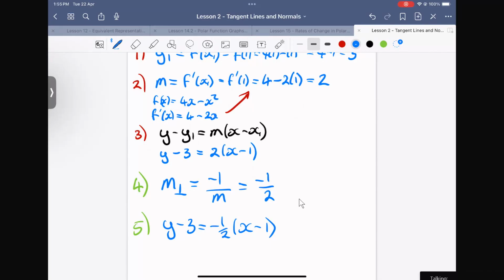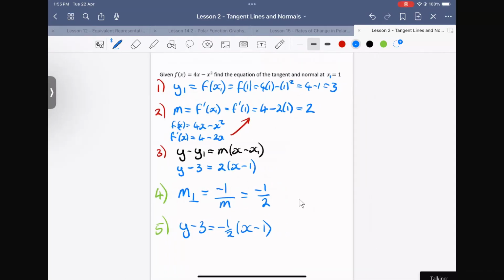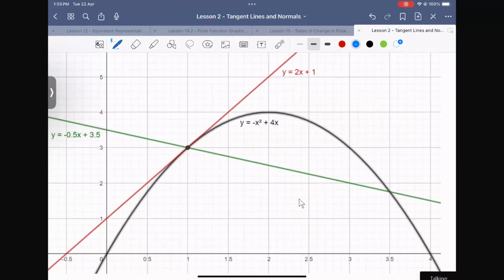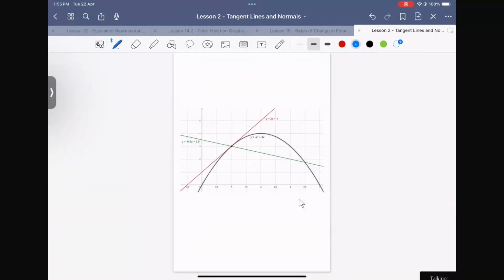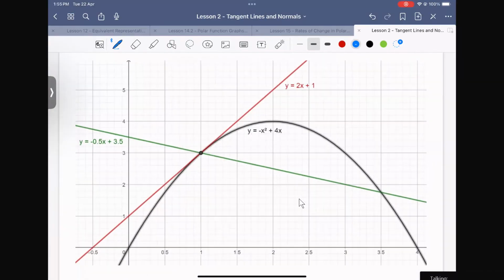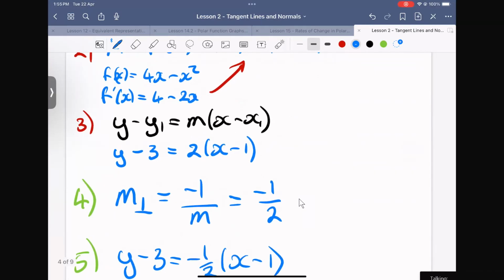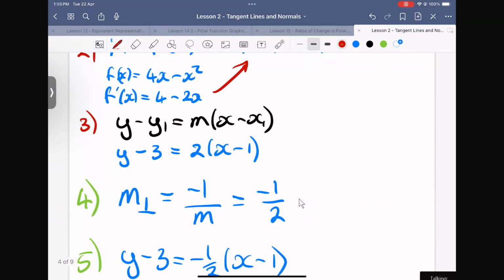Essentially, this is what we need to know today: this process here, how to find the equation of a tangent line and a normal line. So here we see the two graphs. They're written in point slope form, so let's see if we have the same answers. Converting this first one into point slope form gives us y equals 2x minus 2 plus 3, which is y equals 2x plus 1.